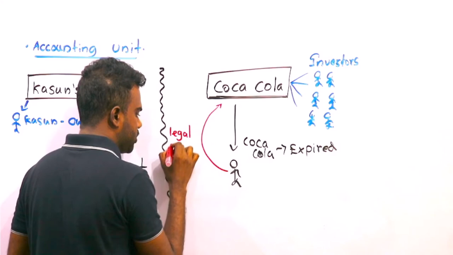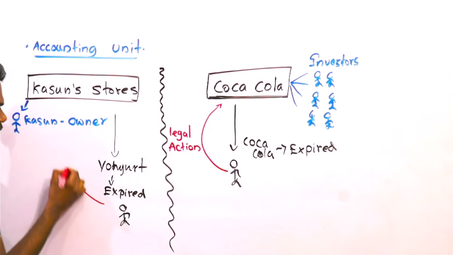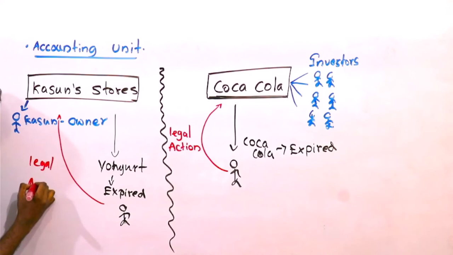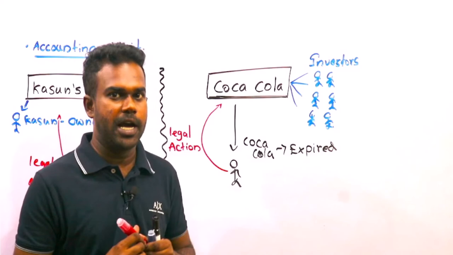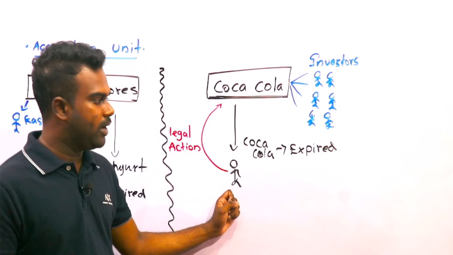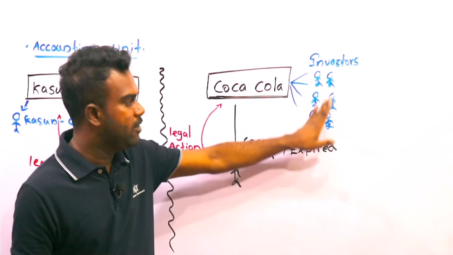Right? And here also, this customer is able to take legal action against the business. Legal action. Right. So now here's the problem. Can you tell me, in this Coca-Cola company scenario, can this customer take legal action against the Coca-Cola company brand name or the investors' names?